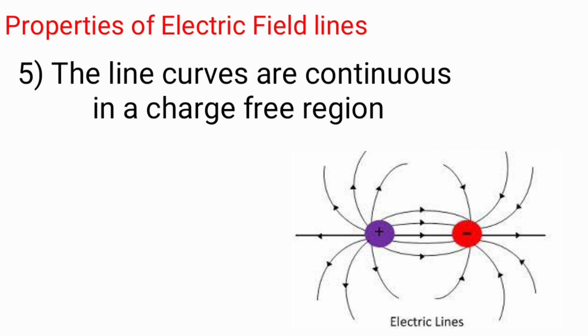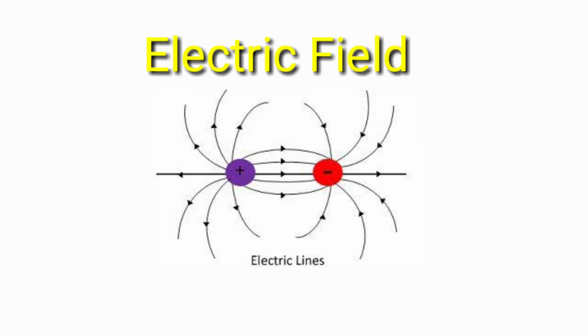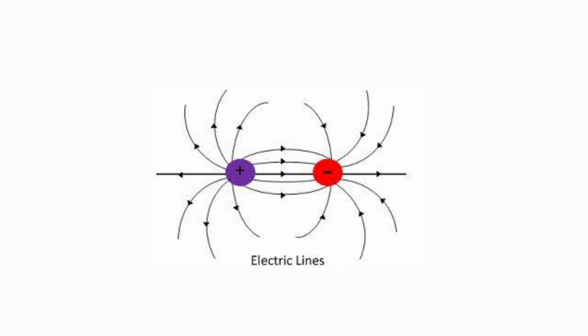Next, the fifth one is that field lines are continuous curves in a charge-free region. They will never be discontinuous at any place. It always starts at the positive point, travels continuously, and ends at the negative point only. This is the fifth property of the electric field lines. So this is the topic about the electric field, types of electric fields and the properties of electric field lines.